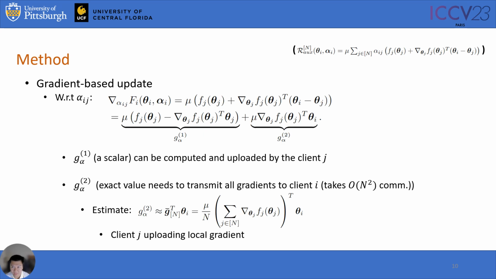The first term, g alpha 1, is a scalar, and the second term, g alpha 2, takes O of n squared communication cost to compute its exact value. So we compute g bar n, the average of gradients on the server, for computing its estimate.